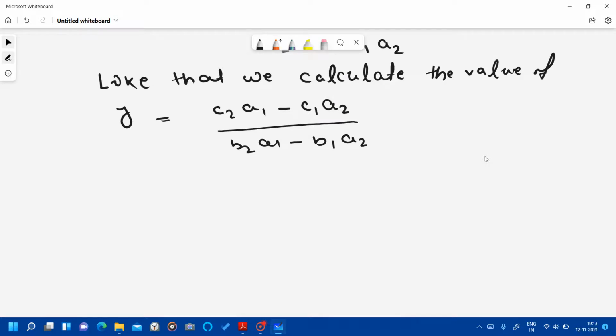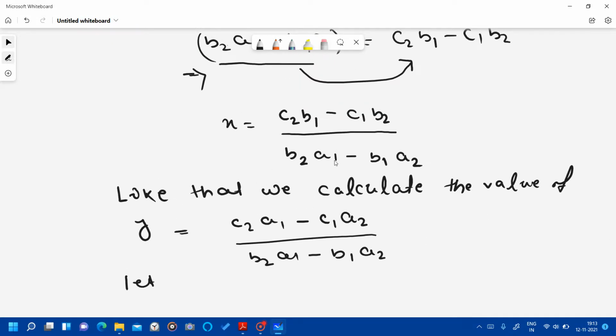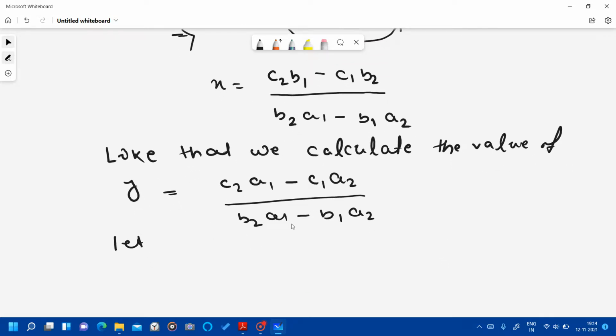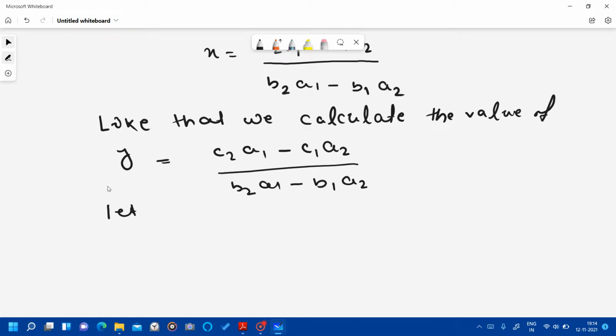Here let's observe these two. Let's take a look at both the x and y values. Here the denominator is b2a1 minus b1a2, and here also b2a1 minus b1a2. So the solution for x and y exists when this denominator and this denominator are both not equal to 0, isn't it? Both are not equal to 0.